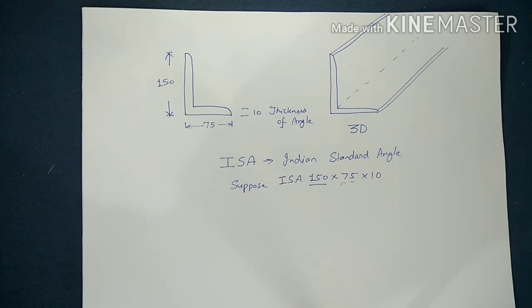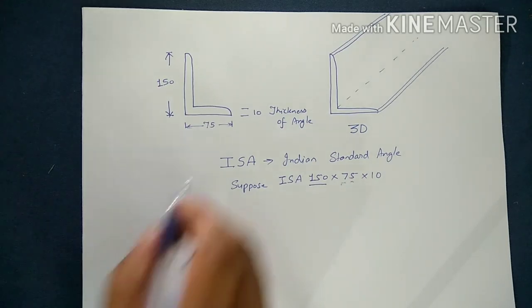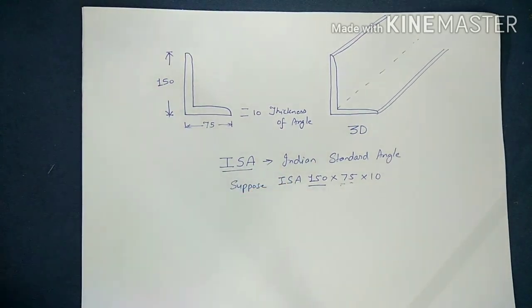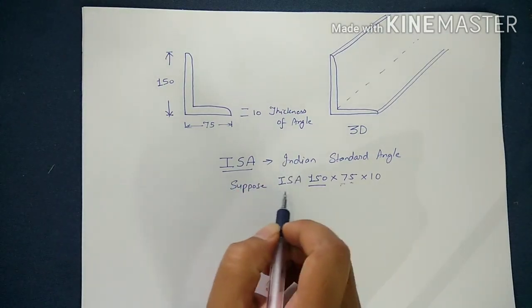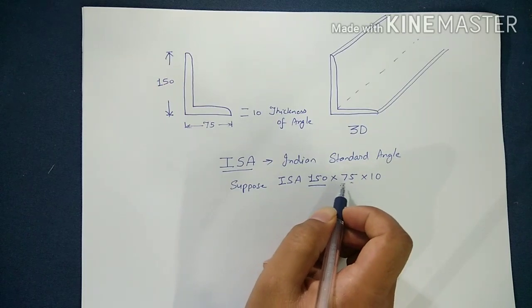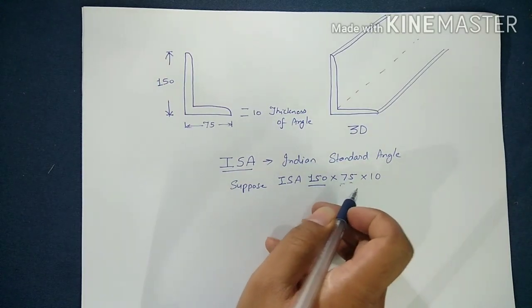As per IS 800, angle is nominated as ISA. That is your Indian standard angle. We are considering an angle that is ISA 150 into 75 into 10 as an example.